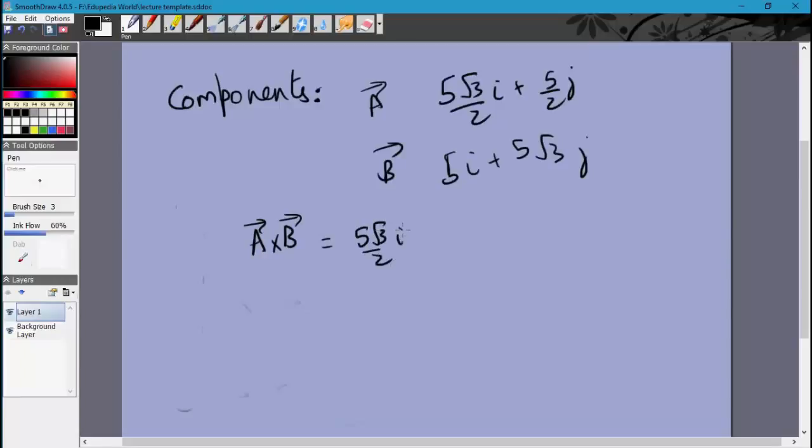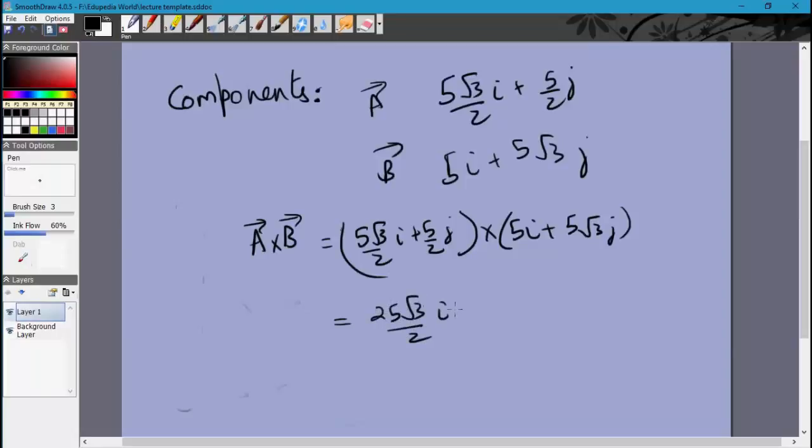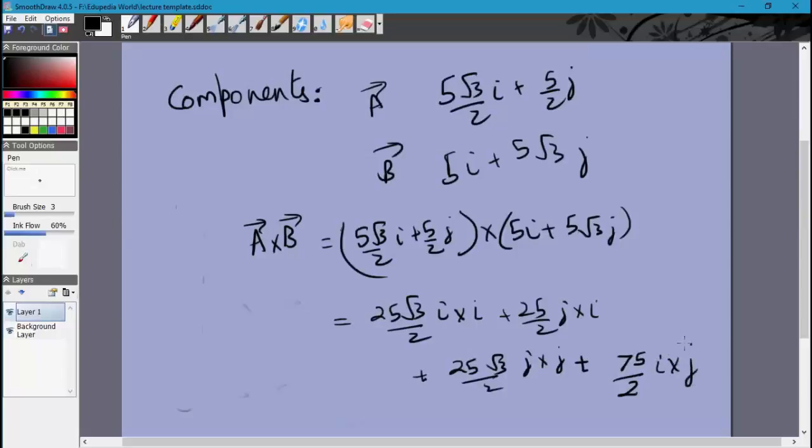What we get is 5 root 3 by 2 i plus 5 by 2 j crossed with 5i plus 5 root 3 j, which gives me 25 root 3 by 2 i cross i plus 25 by 2 j cross i plus 25 root 3 by 2 j cross j plus, we want i cross j, so plus 75 by 2, 5 root 3 into 5 root 3, i cross j. Right, so these are the four terms we get.